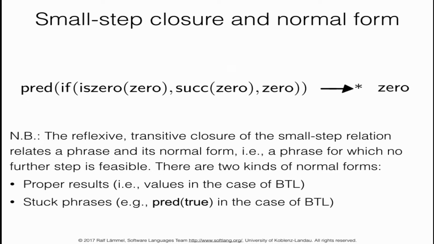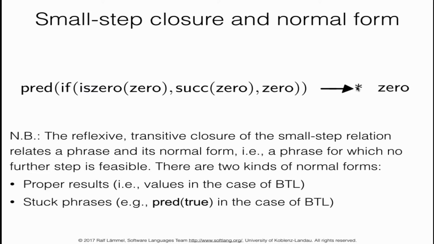So we can also take the reflexive transitive closure of the small step relation. We refer to it as arrow star here. The idea is that we try to apply the small step relation as many times as possible. If it's no longer applicable, whatever phrase we get, we call it a normal form, something that cannot be further simplified with the small step relation.